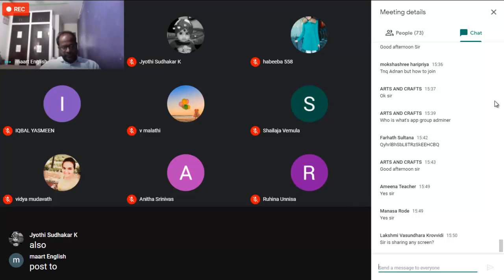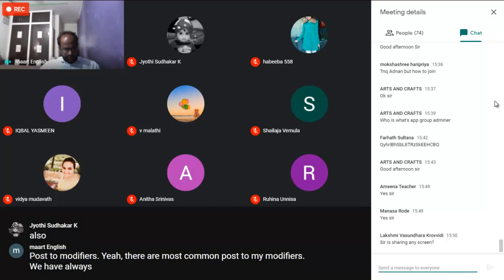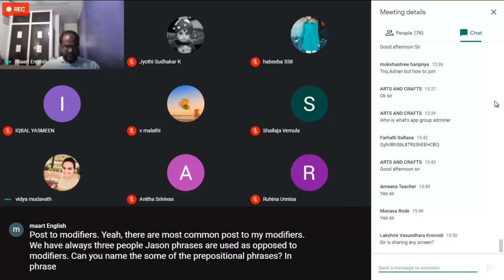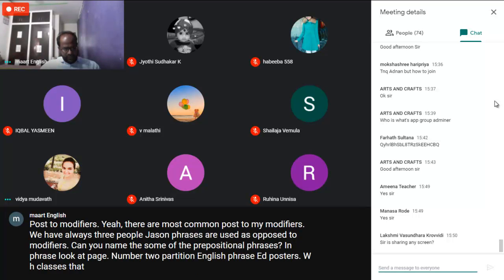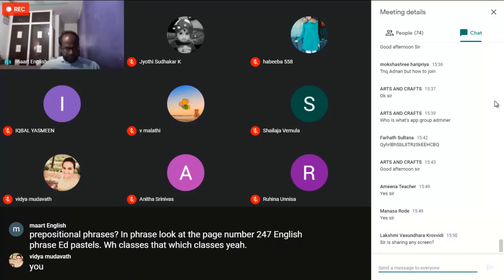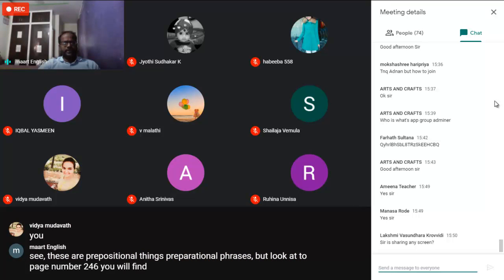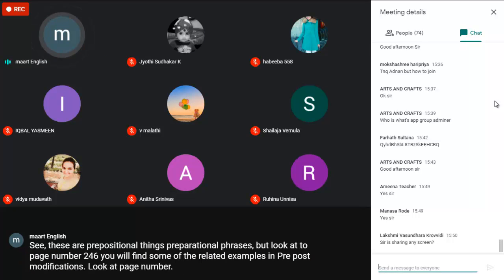Post modifiers. There are most common post modifiers we have. Prepositional phrases are always used as post modifiers. Can you name some of them? Ing phrases, ed past tense, WH clauses, that or which clauses. Look at page number 247. These are prepositional phrases. But look at page number 246, you will find some related examples in post modifiers.